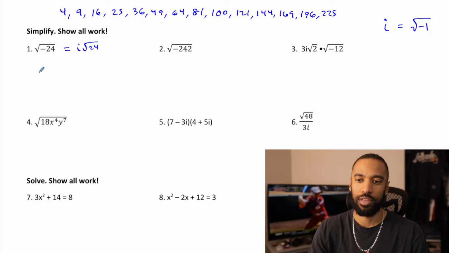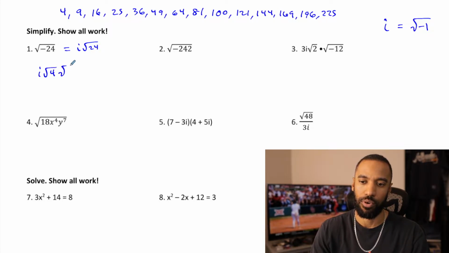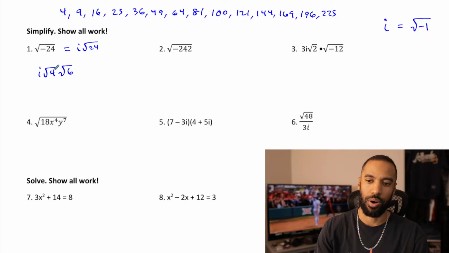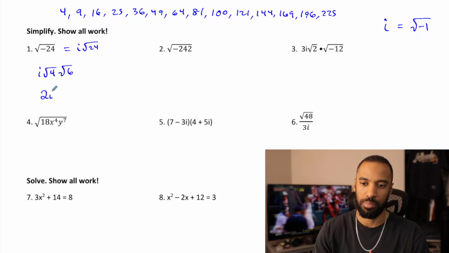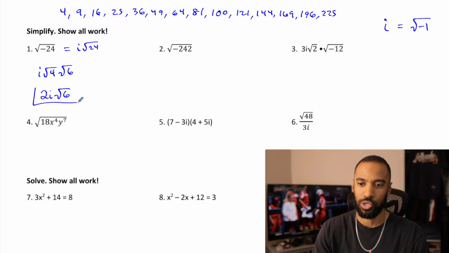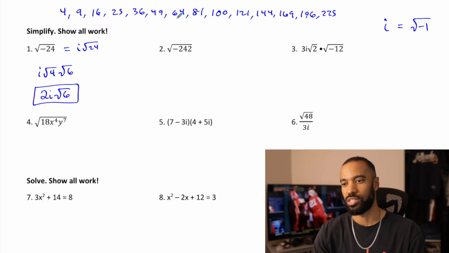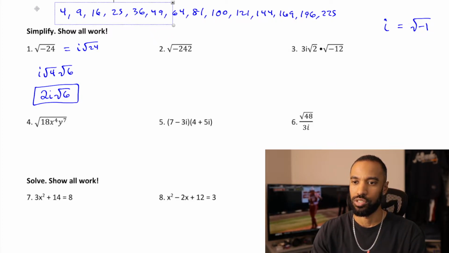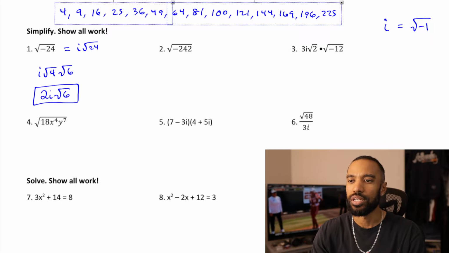Okay, the square root of 24 can be broken up into the square root of 4 times the square root of 6. I chose 4 because I can take its square root. The square root of 4 is 2. i times 2 can better be written as 2i. This is 2i root 6. That is a simplified version of that problem there. Let's change these to black up top so I can change colors down below.